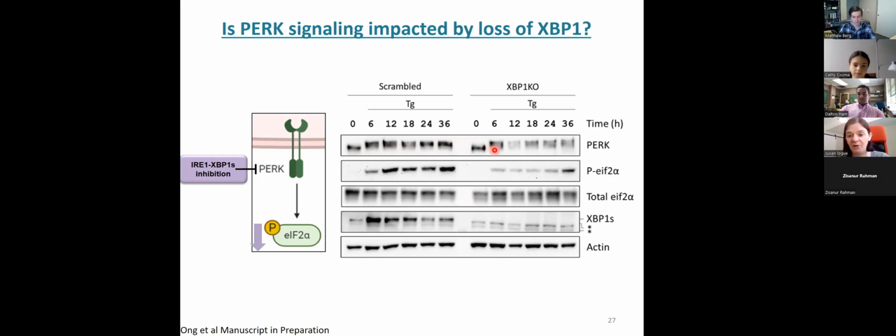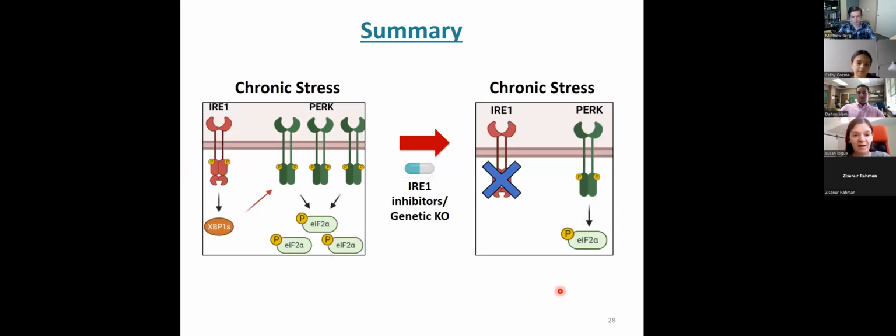In our XBP1 knockouts, we still see this upshift, but we've got much less PERK protein present. And when we looked at phosphorylation of eIF2 alpha in the scrambled controls, it's very clear that PERK is phosphorylating eIF2 alpha. In the XBP1 knockouts, it's still there, but it is much reduced. So it seems that by lowering PERK protein expression, we may be impacting downstream signaling. Just to summarize, our results show that IRE1 through XBP1S signaling during chronic stress helps to maintain expression of PERK protein, and this may help to maintain downstream signaling.